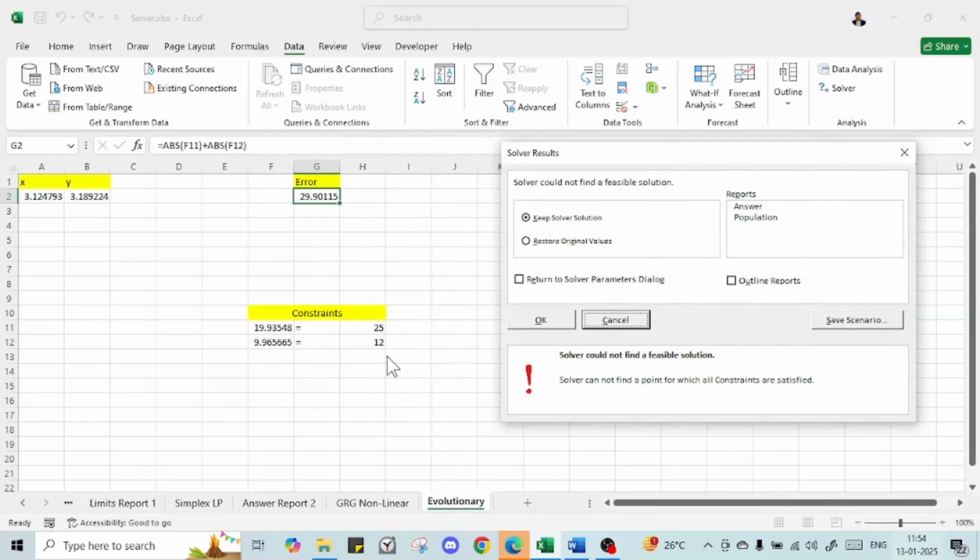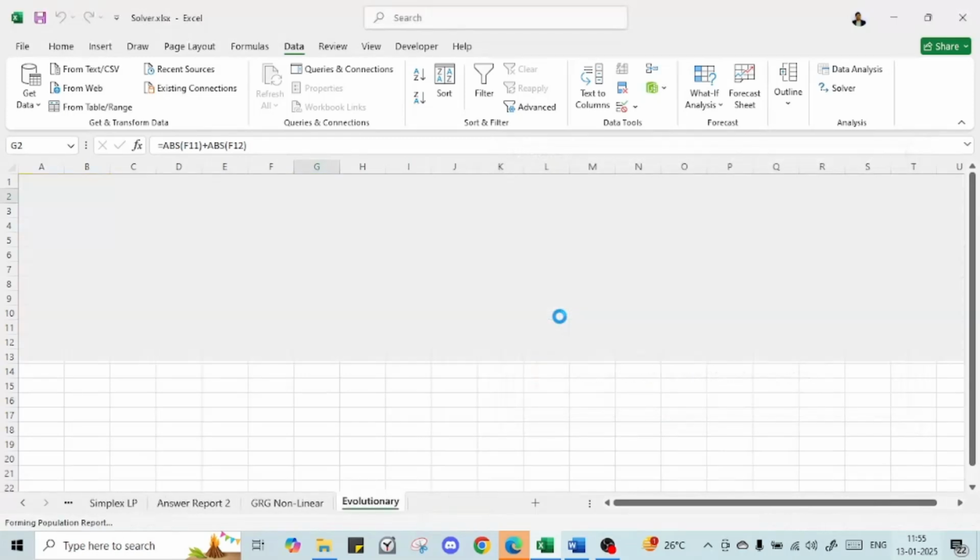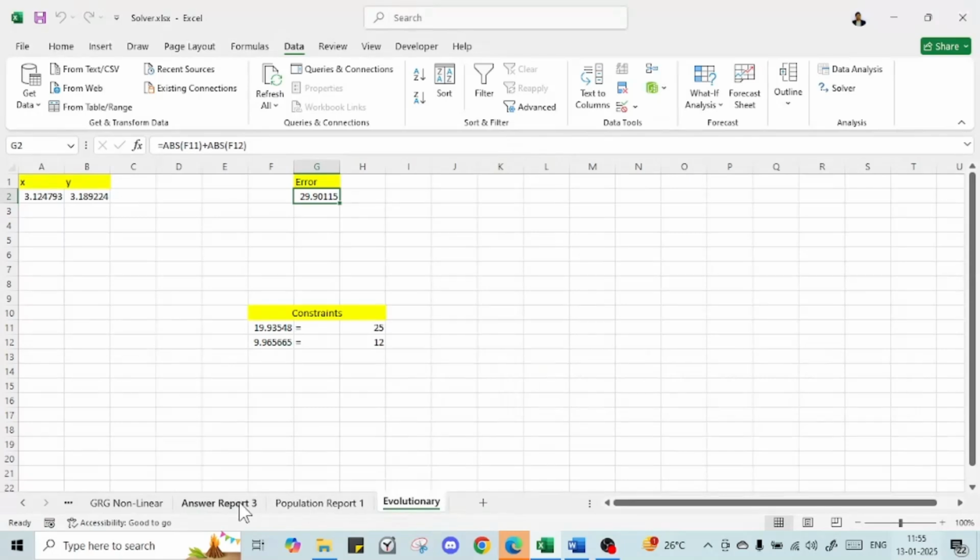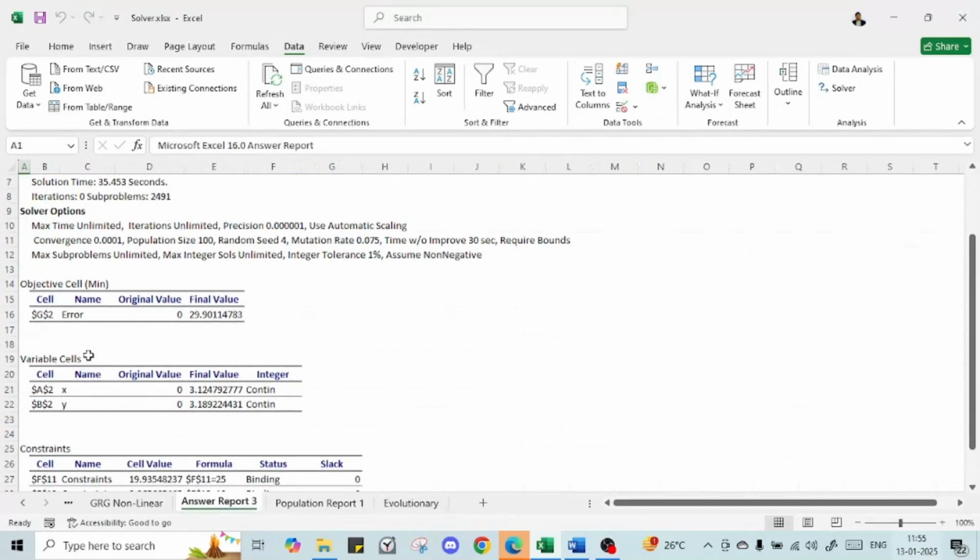Solver solutions, having constraints this much. Let's click on answer and population. It found this as the optimal answer for this solution. Let's go to answer and population over here, and we can generate the report set. If you check the answer report, you will see the error's original value is 0 and the final value is 29.90114783. So this is the error we have.